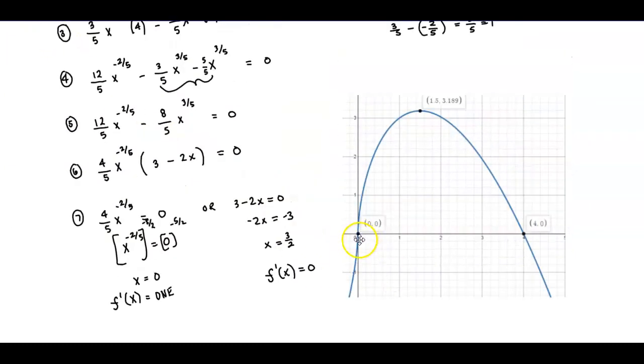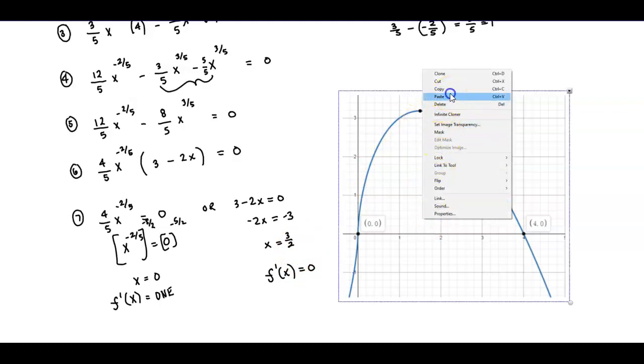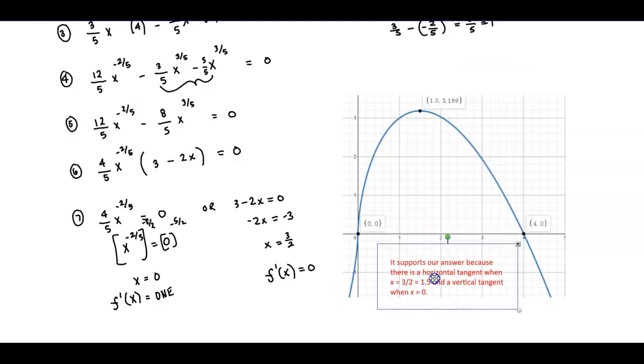Okay, now this should support our answer because we can see here that this value at 0, 0 does not have a local maximum or minimum. It's not a local minimum or a maximum point at all. But we can see the point up here at 1.5 or 3 over 2, there is a local maximum. So what this tells us is, and we're going to verify this with our graph, that it supports our answer because there is a horizontal tangent. So what that means is that we have a horizontal tangent here.